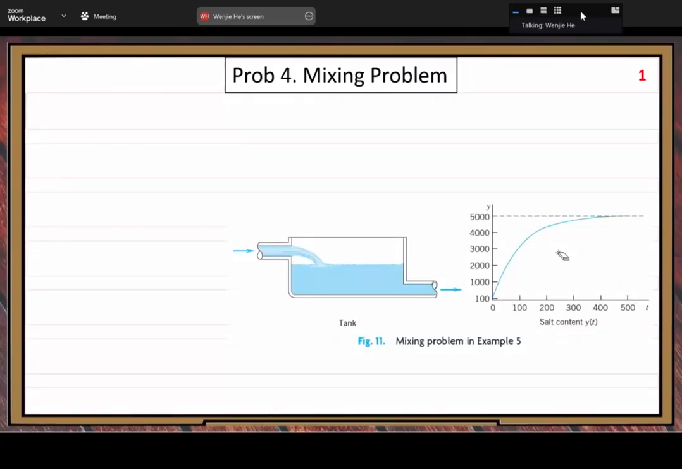Look at the question. The tank. So here, we want to look at this tank, the mixture, water. Let's look at the question.